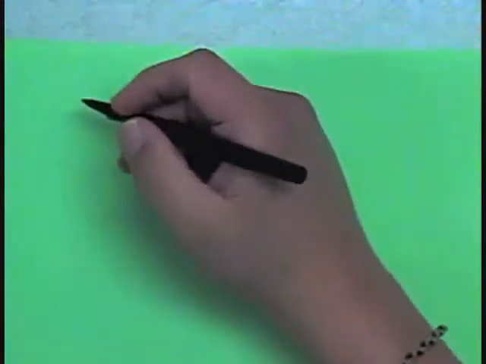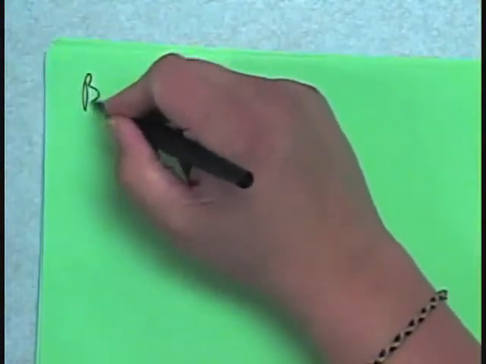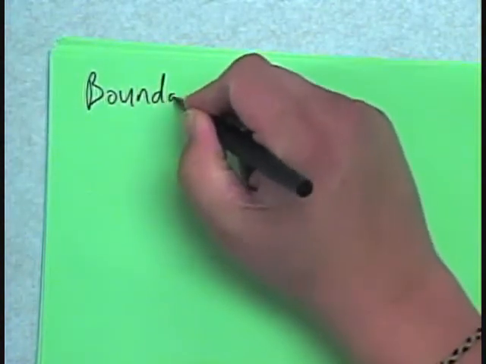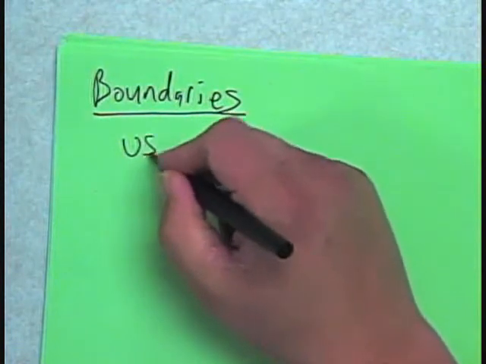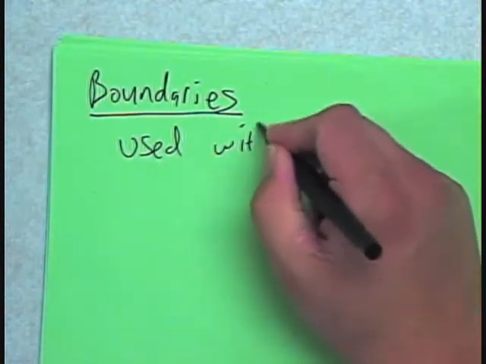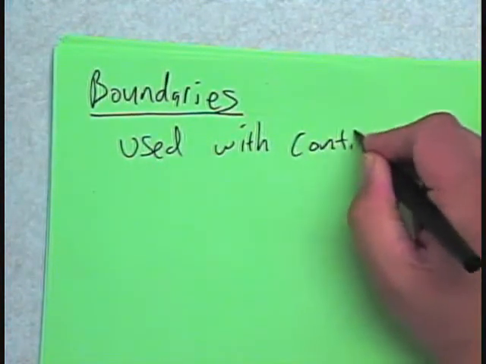Another thing we need to talk about is something called boundaries. And boundaries are important when you're working with a continuous variable. Okay? So let's look at this idea of boundaries. And this is used with continuous variables.